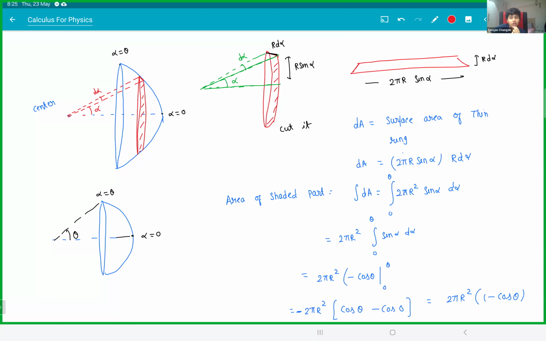Yeah, sir, could you repeat how did we get 2 pi r sine alpha? The radius is r sine alpha, na? This is r, right? Yeah. So in this triangle, this opposite side is r sine alpha. So r sine alpha is the radius of this ring. So 2 pi r sine alpha. Okay, got it.